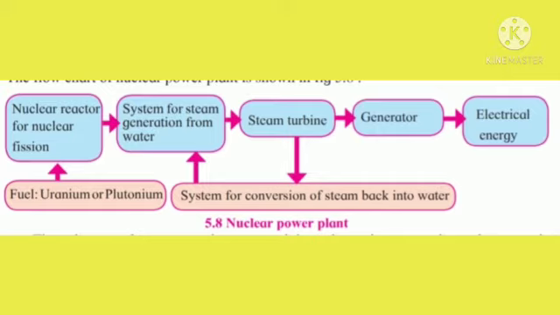In a nuclear power plant, nuclear energy is converted into thermal energy, and then thermal energy is converted into kinetic energy of steam, and kinetic energy of steam is converted into kinetic energy of turbine, and finally the kinetic energy of the turbine is converted into electrical energy.